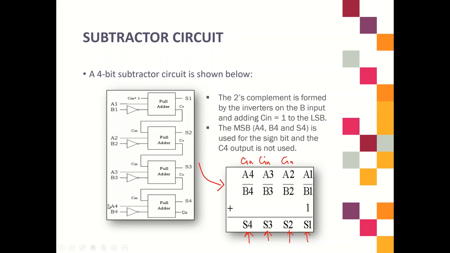So you must remember the differences between the full adder, the 4-bit parallel adder, and also the 4-bit subtractor circuit. The difference is that you need to connect your B with a NOT gate, based on this process.